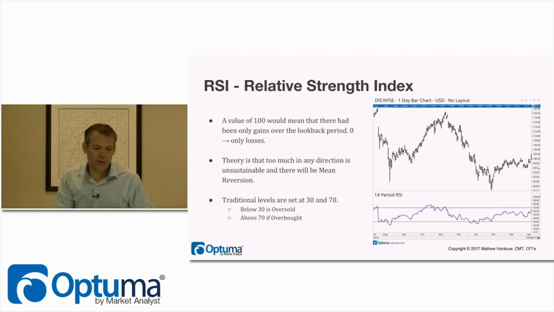The real point with a lot of these oscillators is that when there's been too much movement in one direction, we're just expecting some sort of correction in the market. The traditional levels for the RSI are 70 and 30. So above 70 is overbought, below 30 is oversold, and we look for some sort of turns in there.